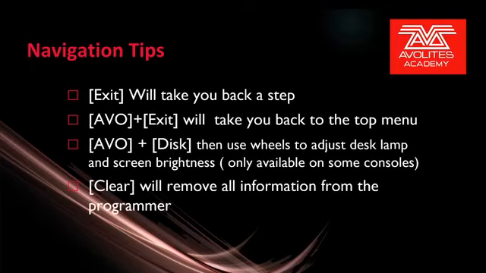So, quick navigation tips. Exit will take you back a step in the menu. Avo plus exit will take you all the way back to the top menu. So instead of having to hit exit 5 times, you can just press Avo and then exit and it takes you straight back to the top level of your menu. Quick way to get back out of things. Avo and disk, and then you can use your wheels to adjust desk lamp and screen brightness. Screen brightness is only available on some consoles. Clear will remove all information from the programmer.